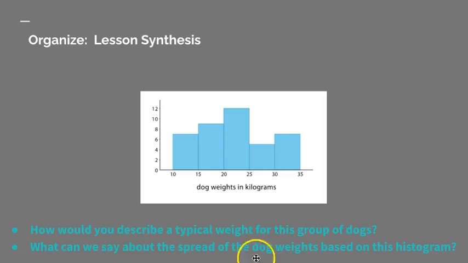All right. So taking a look at this, how would we describe the typical weight for the dogs in this group? Yeah, their typical weight is somewhere between 20 and 25 kilograms, right? What about the spread? Yeah, it spreads somewhere between 10 and 35 kilograms. So there's kind of a wide spread there, okay?